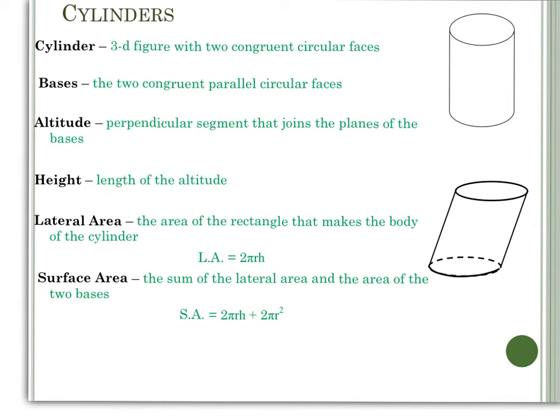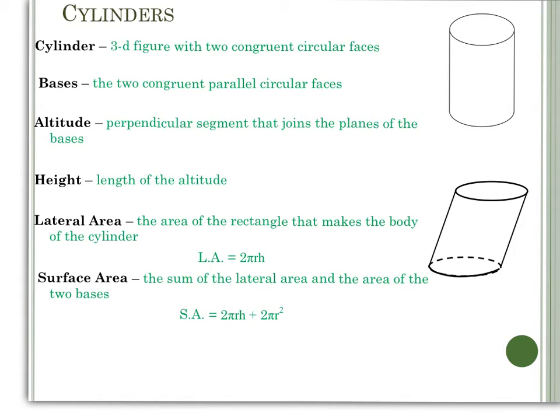Now to look at cylinders. A cylinder is a 3D figure with two congruent circular faces. The bases are the two congruent parallel circular faces. The altitude is the perpendicular segment that joins the planes of the bases. The height is the length of the altitude. The lateral area is the area of the rectangle that makes the body of the cylinder.